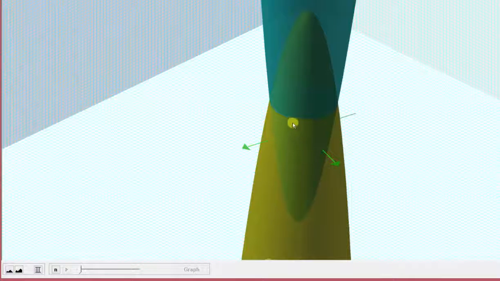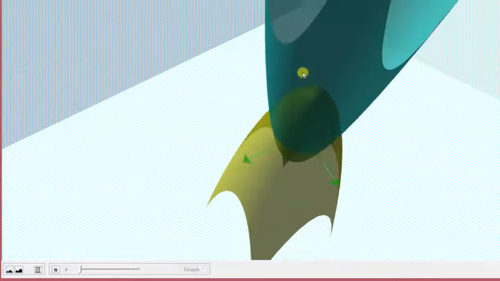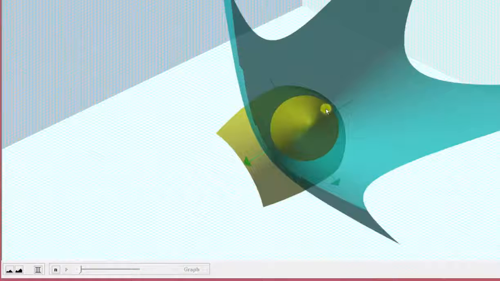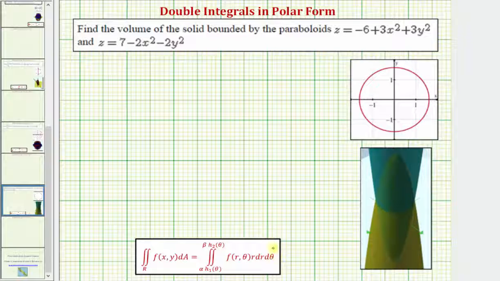One reason for doing this is, if we take a look at the intersection of these two paraboloids by looking down on the xy plane here, notice how it's a circular region in the xy plane, which will be our region of integration. And therefore, it's going to be easier to evaluate this using a double integral in polar form. So going back to our work, looking at this double integral in polar form, because we're trying to find the volume bounded by two functions, f of r comma theta is actually going to be the top function minus the bottom function once we find the equations in polar form.